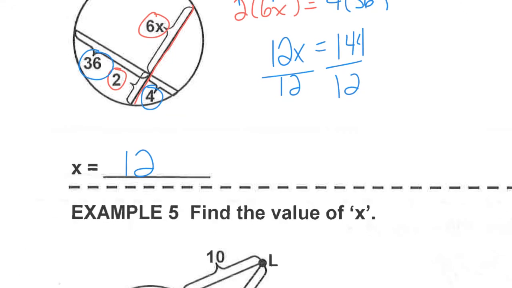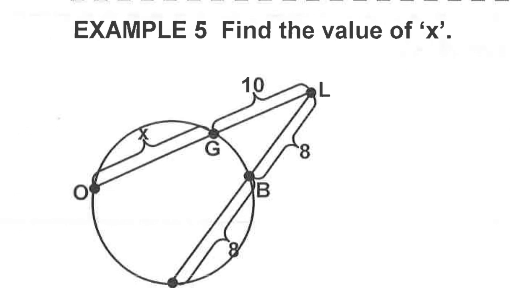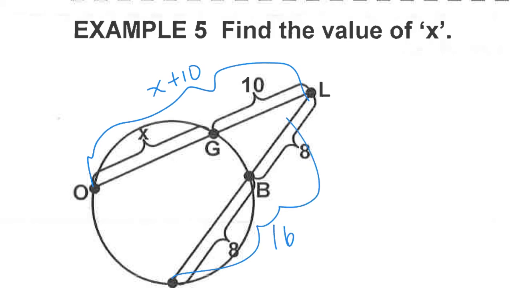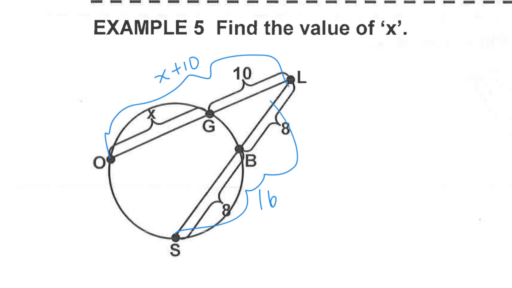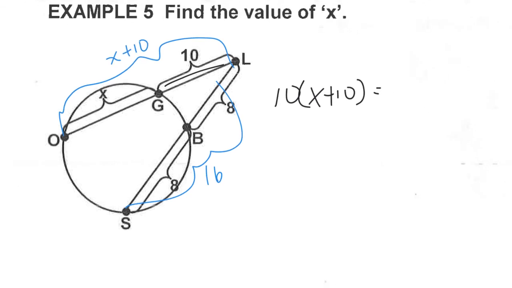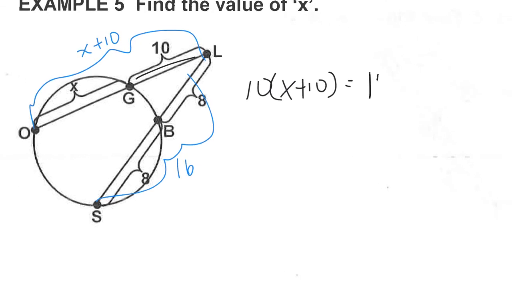So pretty easy stuff. And then the last one, and this is the part that people are having trouble on. Remember, the whole thing here is x plus 10. And the whole thing on the other side is 16. So be careful and keep those straight. So I need the whole thing, which is x plus 10, times its outside 10. And that equals the whole thing 16 times its outside of 8.